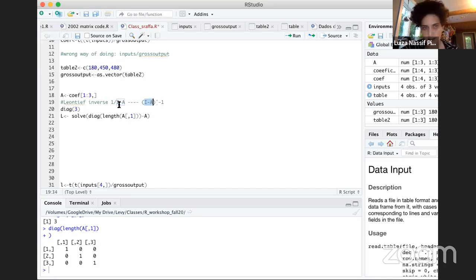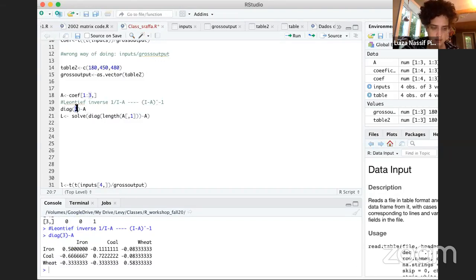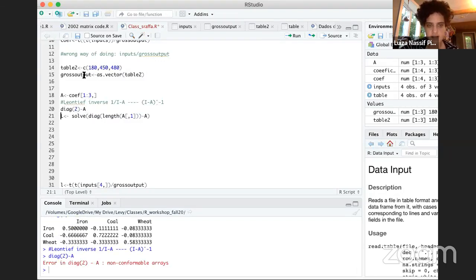If I had a diag 2, so diag 3, I think this part would work. But if I had a diag 2, for example, this is going to say non-conformable arrays, which is the type of error you're going to get most frequently when you're doing matrix operations in R. This just means that these two things are not compatible with each other because they don't have compatible dimensions.